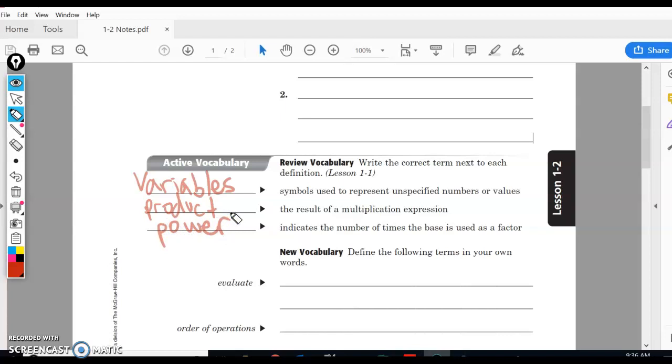Some new vocabulary you may or may not have seen before. Evaluate. Evaluate means to find the answer to an expression.